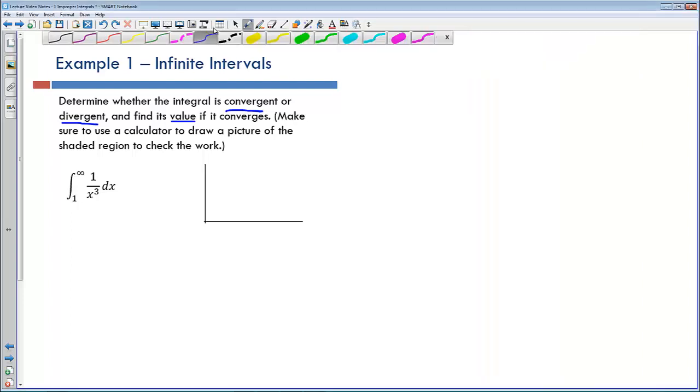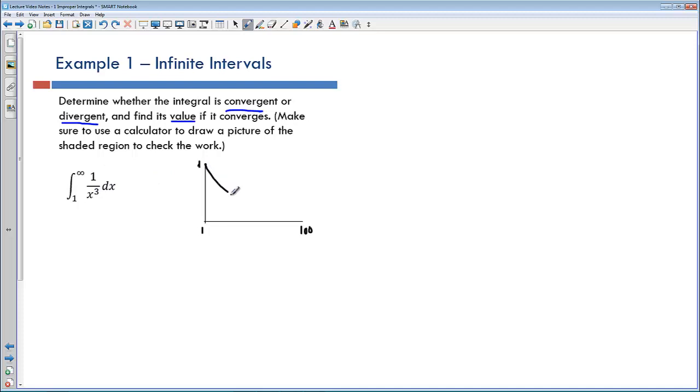When I draw the picture, I want to express what's happening with the function. I don't want to draw exactly how my calculator's doing it. So it starts up here at 1, because when you plug in 1, you get out 1. 1 over 1 cubed is 1. And it comes down, and it gets closer and closer to that x-axis. It goes on forever and ever. What we're trying to do, in essence, is compute the area underneath that curve, if it exists. It could be infinity, so it may diverge. But if it goes to a number, we'll say it converges, and it converges to that number.